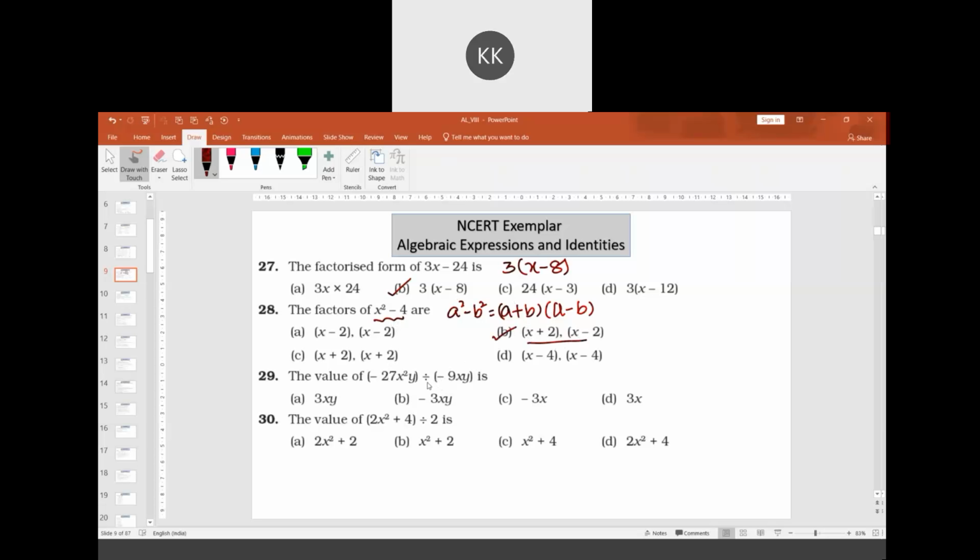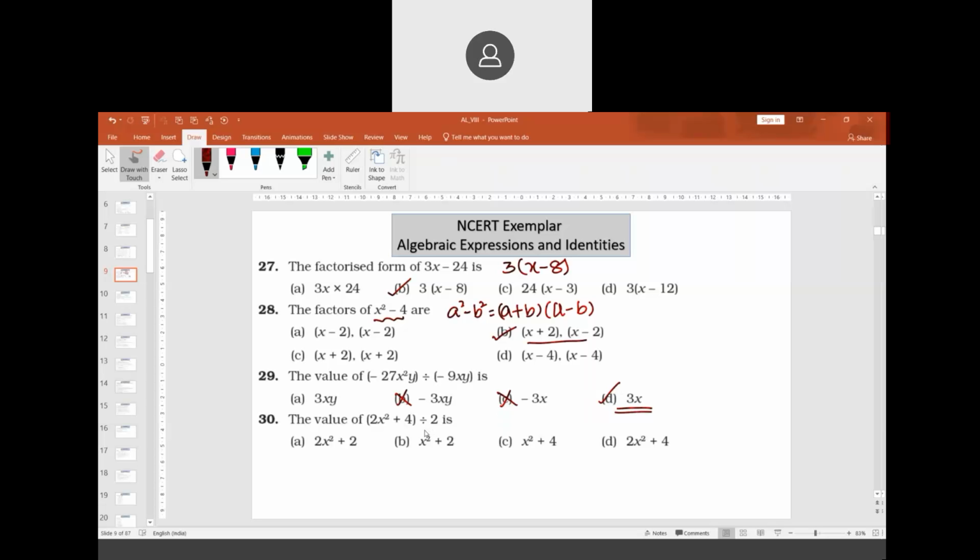The value of the expression divided by 3x. Option D. There is no chance that a negative answer will be there, it is positive. One of the x remains, the other gets cancelled. Only 3x remains, so 3x is the answer.